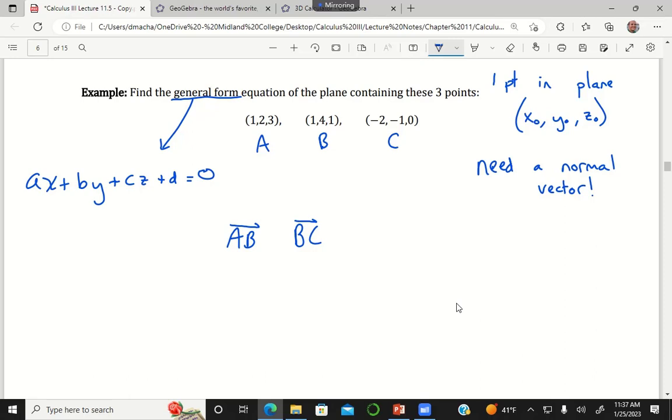The cross product, yeah. So the cross product of AB and BC has to be orthogonal to both AB and BC. So if it's orthogonal to these 2 vectors that lie in the plane, then it's going to be normal to the plane itself. So this is my strategy for finding a normal vector.